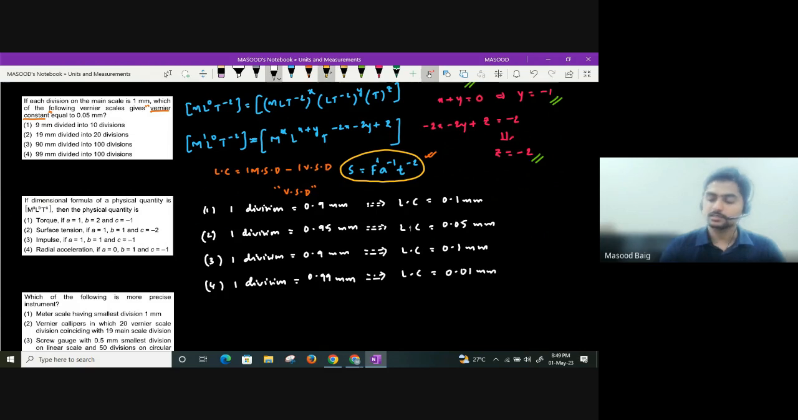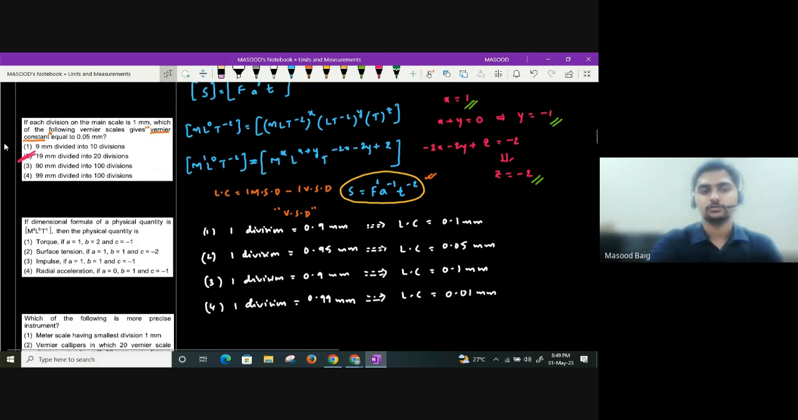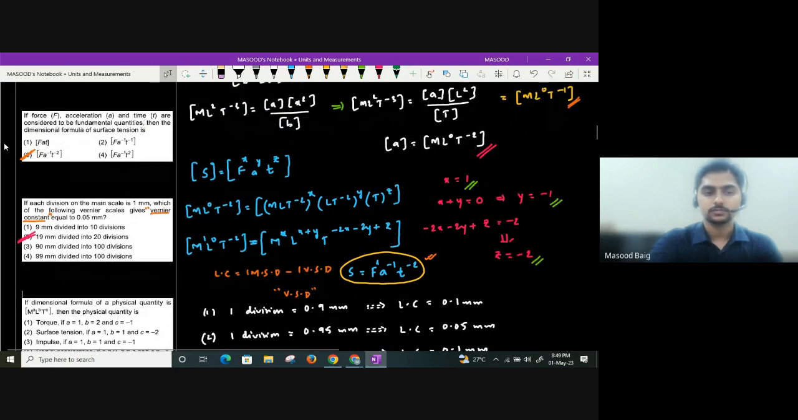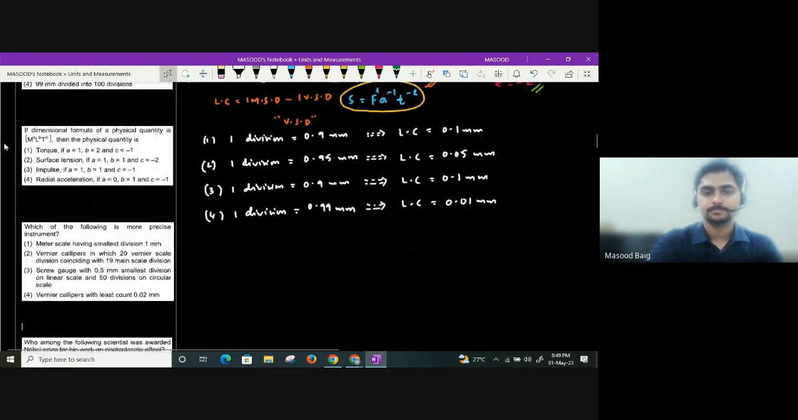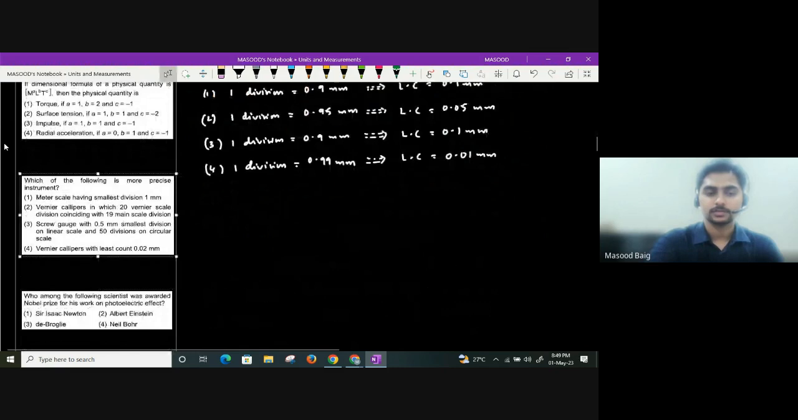They are asking us in which case will the vernier constant value be 0.05 mm. So in which case will it be? In the second case, you are going to have 0.05 mm. Is that clear, all of you? Yes or no? I hope it is clear, right?